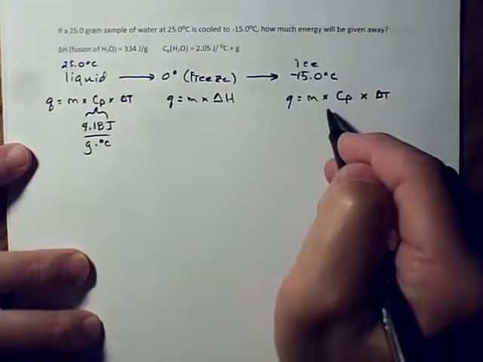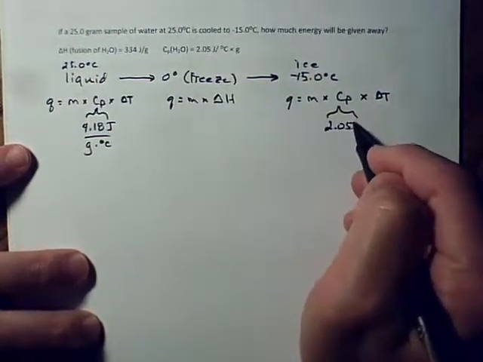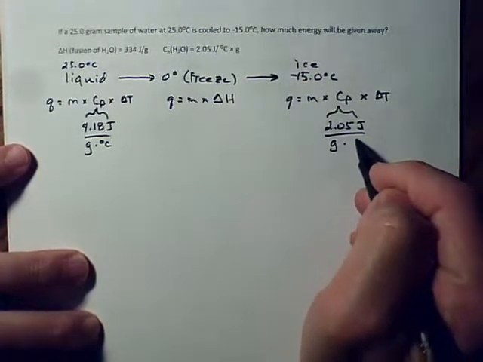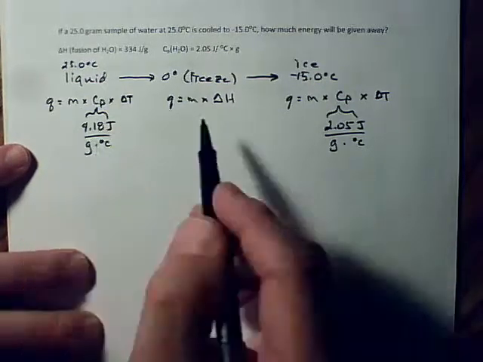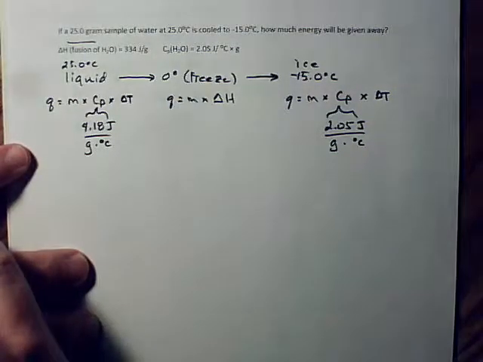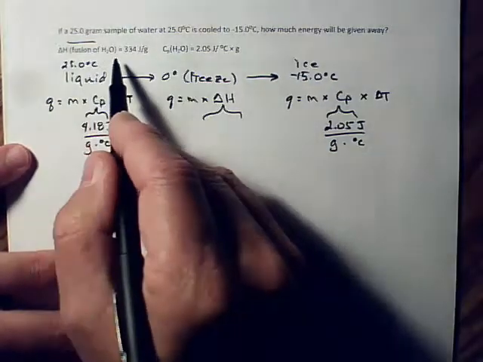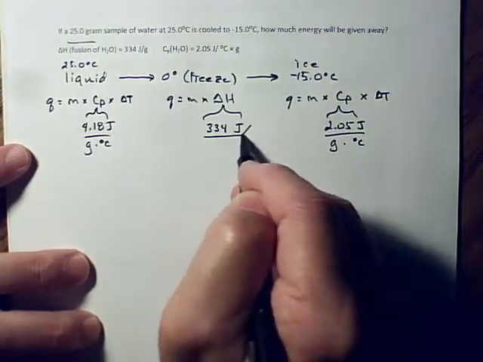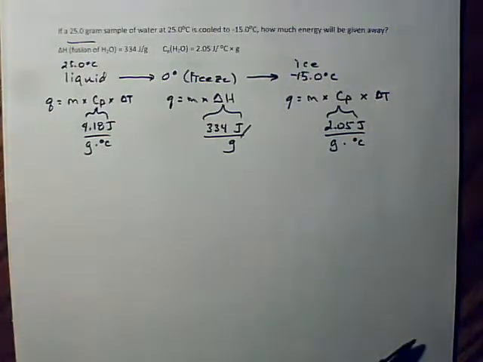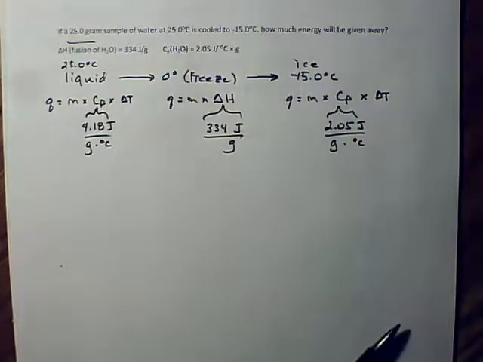This specific heat is given to you right here, 2.05 joules per gram per degree C. The mass doesn't change. The mass for all of these stays the same, 25 grams. The delta H term, I gave to you up here, is 334 joules per gram. And so all we have to do is solve these three problems and add up the amount of energy lost.